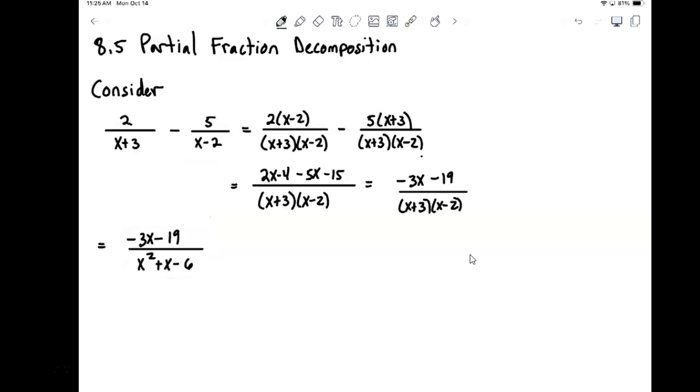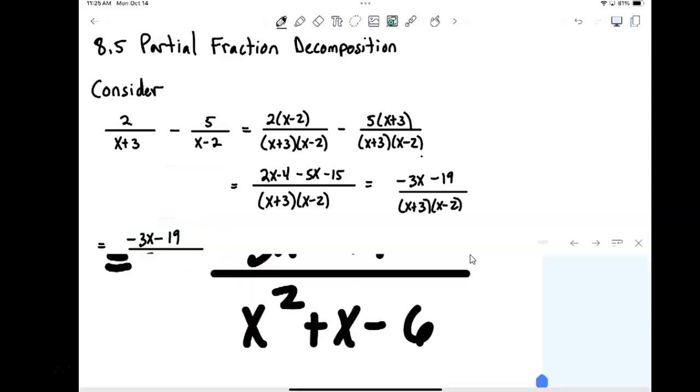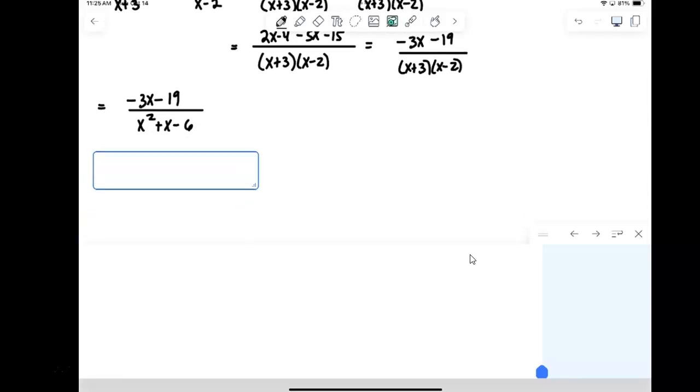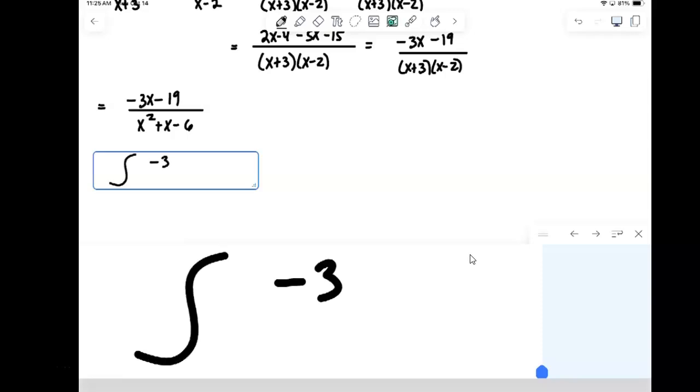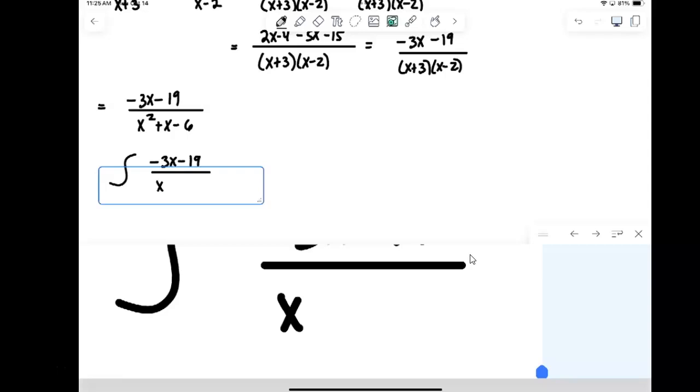Because here's why we want to do that. We'll be discussing later on the methods for doing this. That's what it is. It's taking a fraction and breaking it into its partial fractions. Now, why would we want to do that? Well, consider the integral of this thing: minus 3x minus 19 over x squared plus x minus 6.